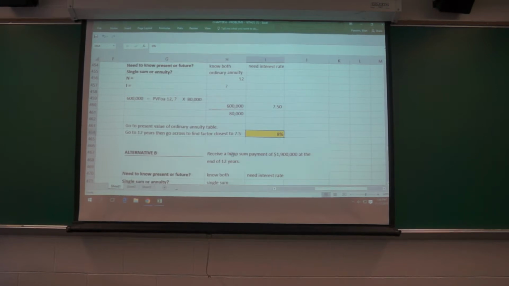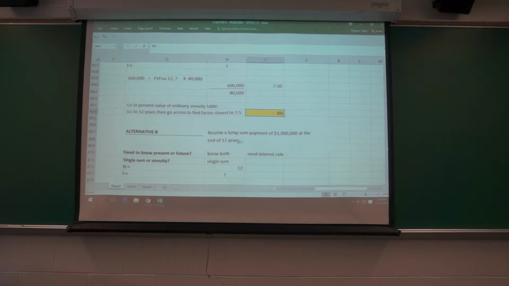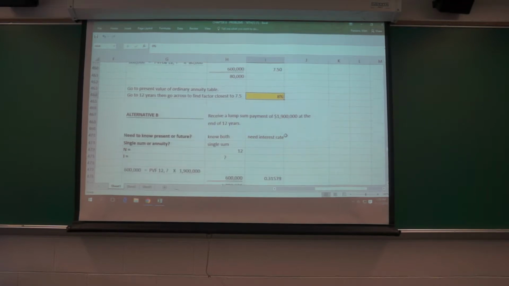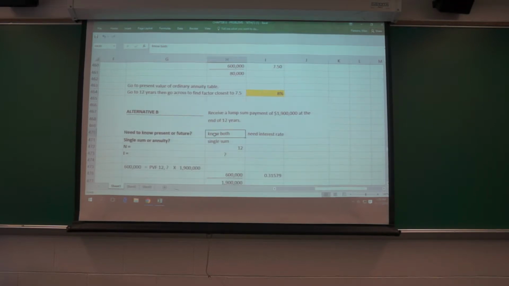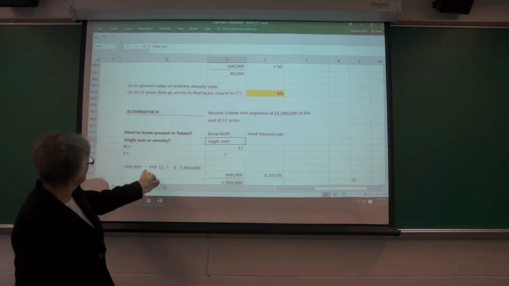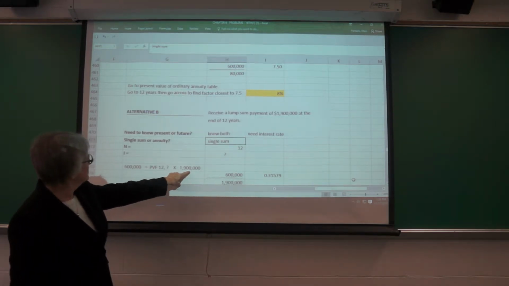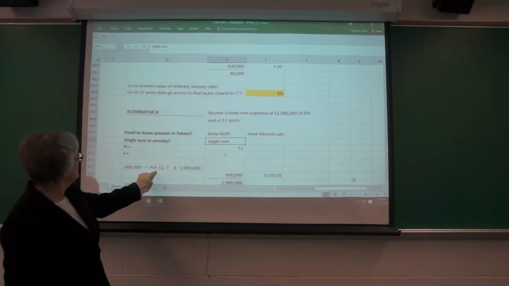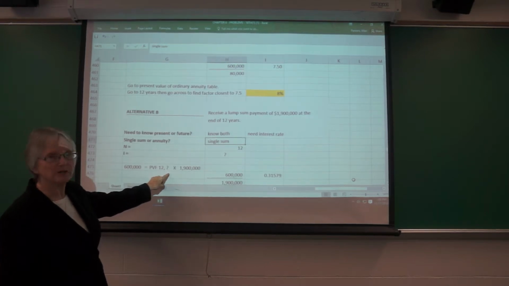Alternative B is we're going to receive a lump sum payment of 1.9 at the end of 12 years. So here, we know both again, and we need the interest rate. But this is a single sum. It's a lump at the end of those years. So here, we're going to say the 600 we've got now is going to be equal to the 1.9 discounted back the 12 years at some interest rate.